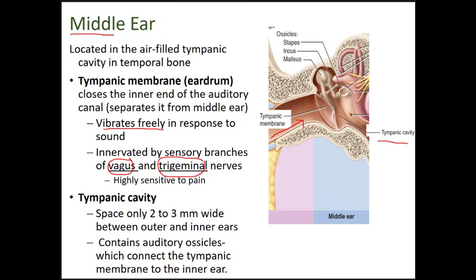The tympanic cavity that's found behind it is really the region between your outer ear here and your inner ear here, and it contains your auditory ossicles. So these small bones, the smallest bones in our body, the stapes, the incus, and the malleus. And it's these structures here that really connect your tympanic membrane or your eardrum to your actual inner ear over here.